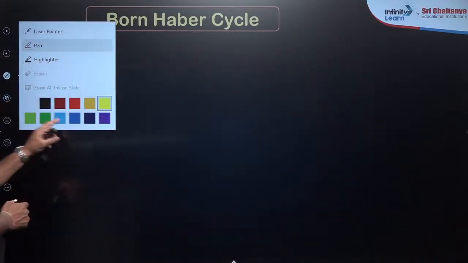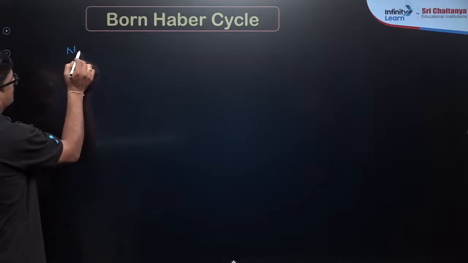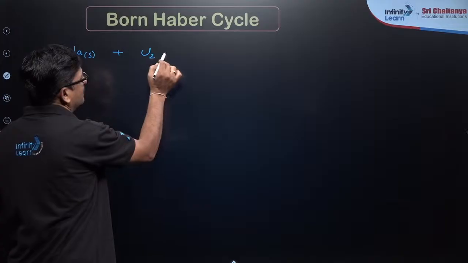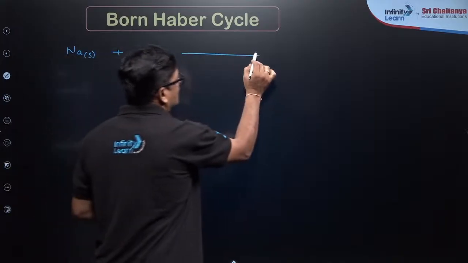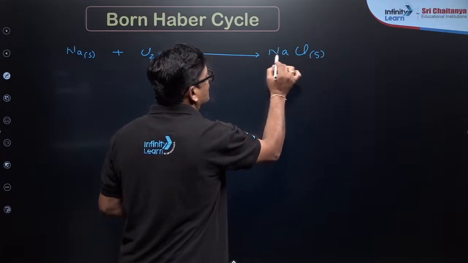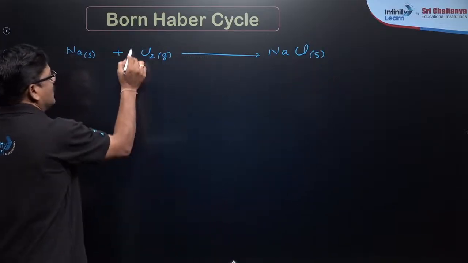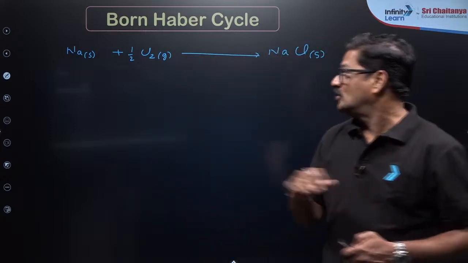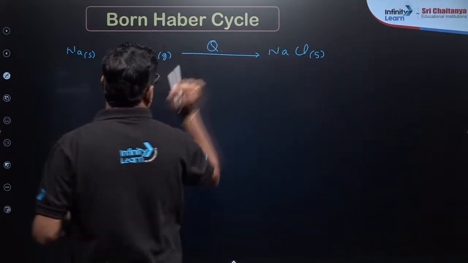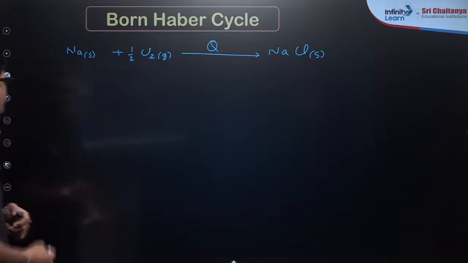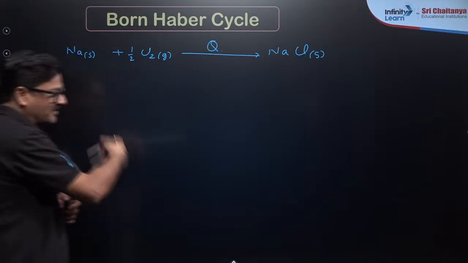In that I just want to say, sodium, which is actually a solid, combined with chlorine, which is a gas, gives rise to NaCl, which is a solid. To form 1 mole of ionic solid, I require just half mole of chlorine, right? So this is a direct step. This is called enthalpy of formation. Let us use this in the different versions.